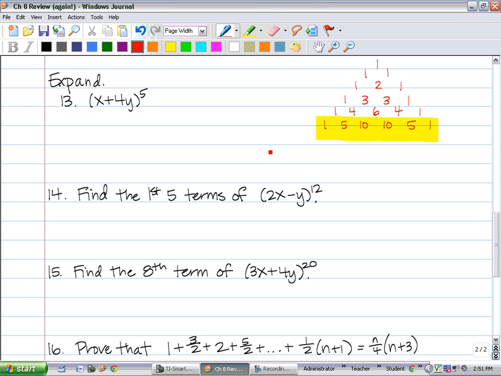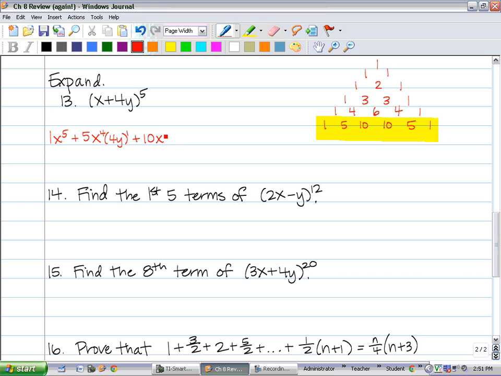Okay, so I know the first term is going to have a coefficient of 1. X is to the biggest power, and there are no y's because I already have my total exponent of 5. Plus, next coefficient 5, decrease the power on the x, increase the power on the y. So now 4y is going to be to the first. Plus, next term, coefficient 10.